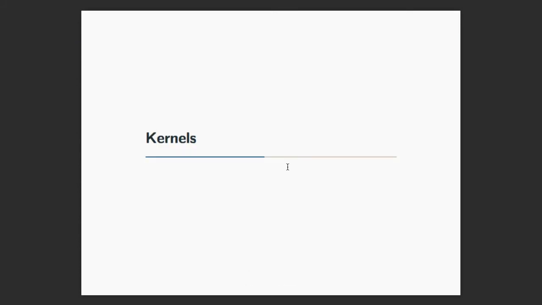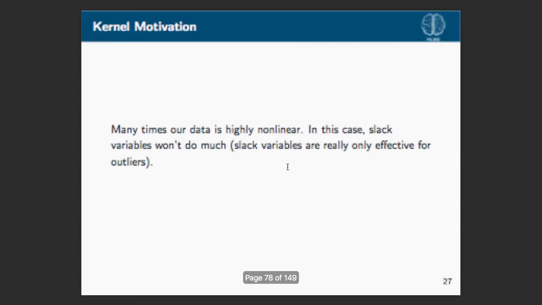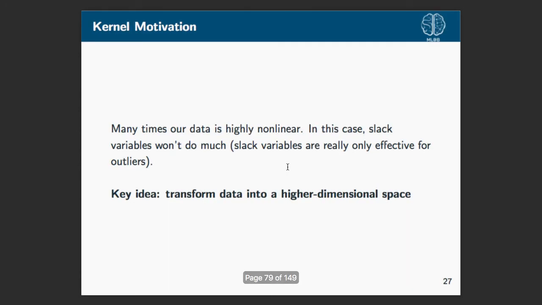Okay, so that leads us into our discussion about kernels. Many times our data is highly nonlinear, right? We talked about adding slack variables when we have some noise in the data. But if your data is like a circle, slack variables are not really going to do much. They're only really effective for noise or outliers. What we need is some sort of way to represent this data in a different way. So the key idea here is we want to transform our data into a higher dimensional space.